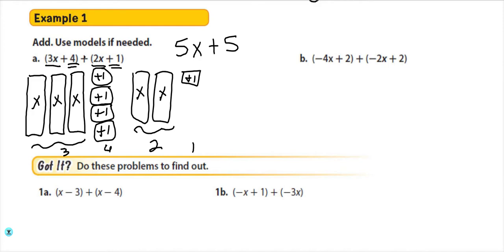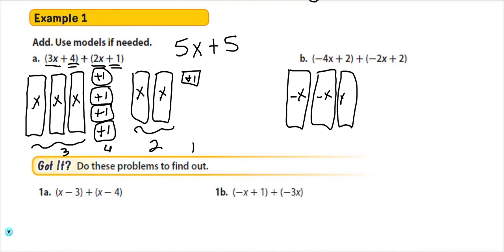All right, so this time we have negative 4x plus 2 plus, and then we have negative 2x plus 2. So this time when I draw my x bars, we're just going to write negative x. Okay, so if it's negative, you just put negative. Oops, forgot the negative in there. Okay, and then we'll have 2. Let me put them down here. It's positive 2. So if it's a negative 1, then you just put a negative in front, just like we did with the x's. Okay. Now over here we have negative 2.